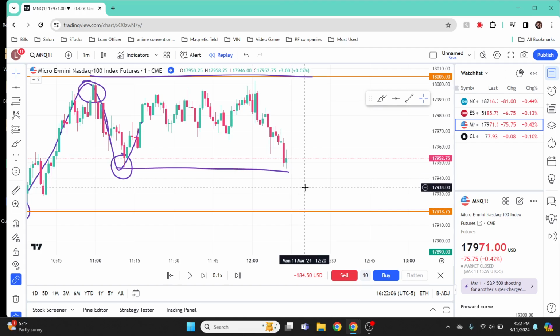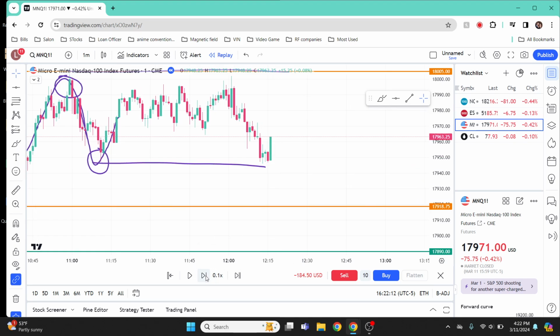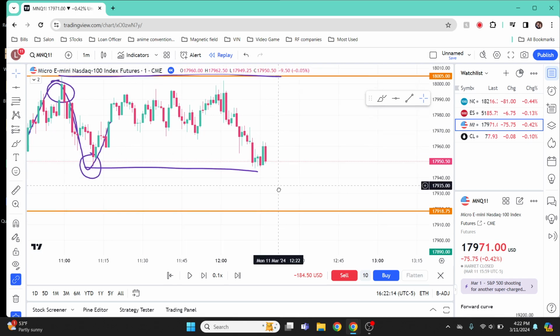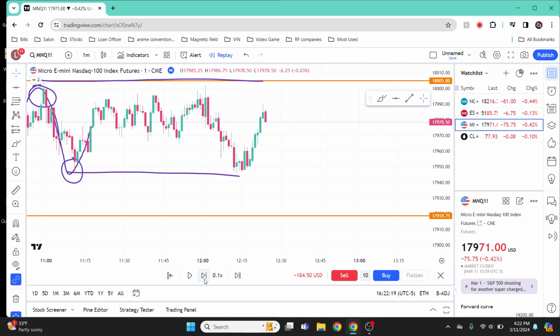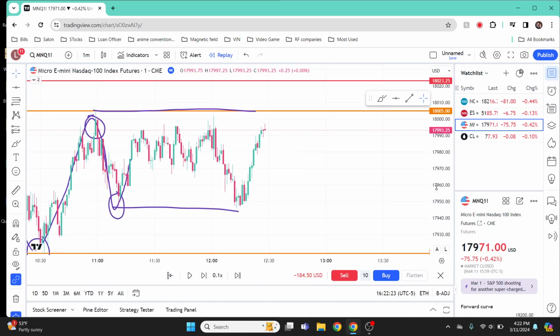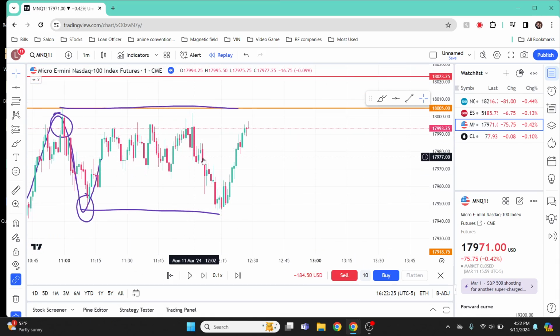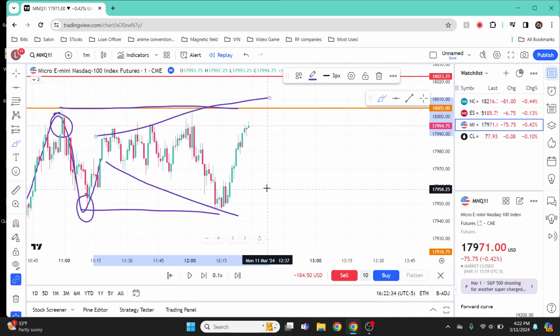All right, coming down, testing it. We kind of rejected here. See if it tries again. Again, we don't play anything inside here right now. The only time you can play this is with the average down strategy. Do this. And that's what we saw today.